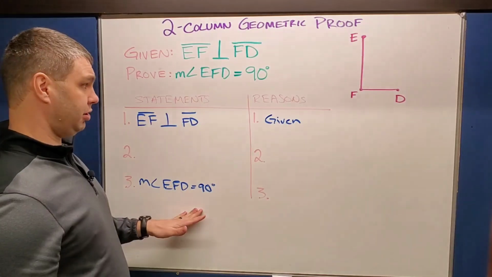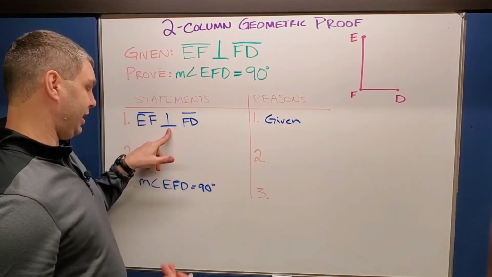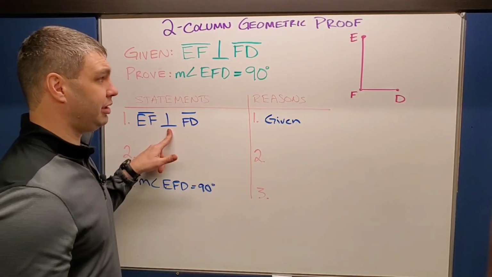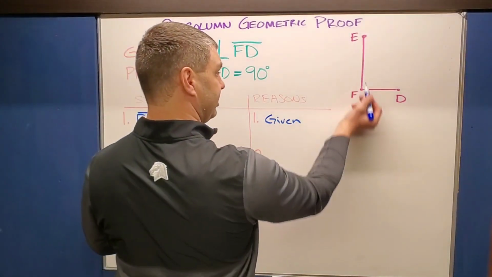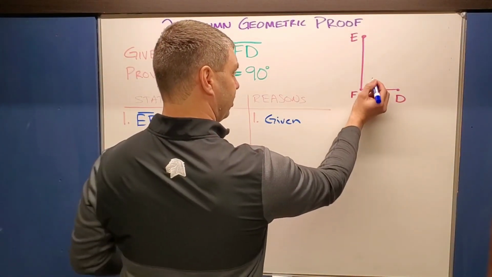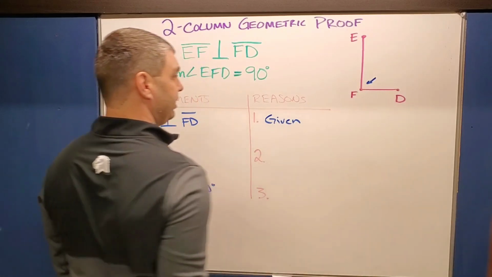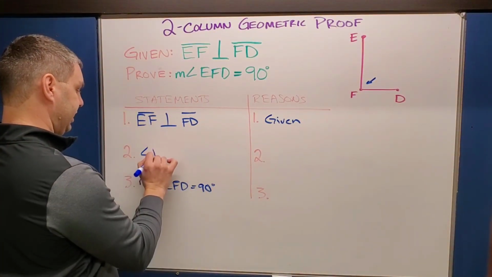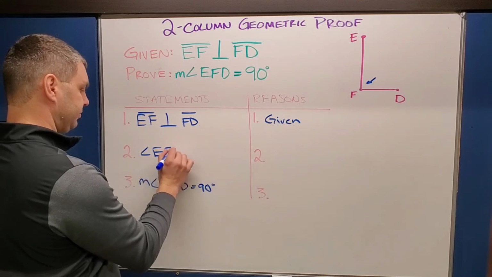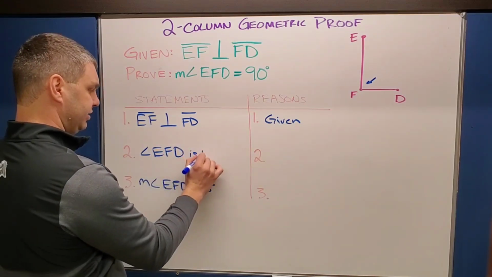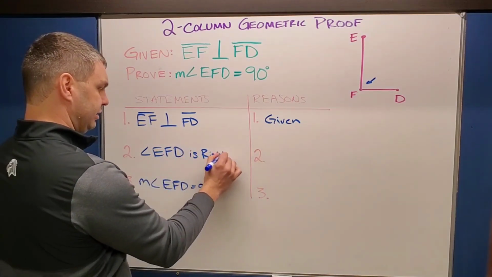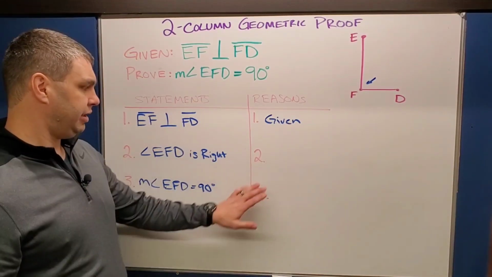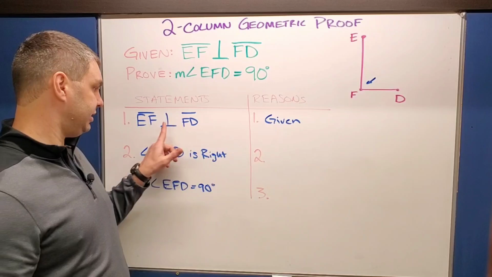So what did this tell us? Why did they give us that this was perpendicular? And what does that mean? Well, a perpendicular line segment to another one is going to form a right angle right here. So I have to say that that angle is right, and that angle is angle EFD. I'm going to say EFD is right, or you can say is a right angle, depending on what your teacher has you do. And the reason for that is because this was perpendicular.